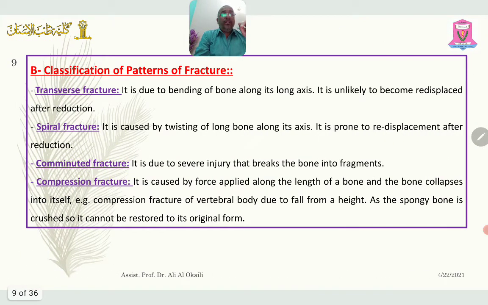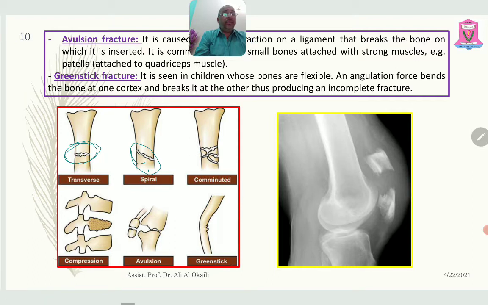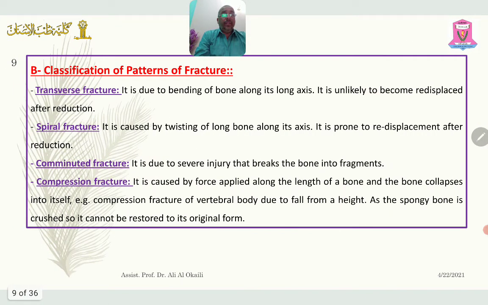A third example or third pattern of fracture is comminuted fracture, and it is due to severe injury that breaks the bone into fragments. In comminuted fracture we have many fragments at the site of fracture.